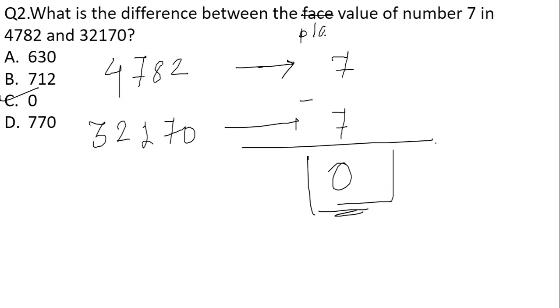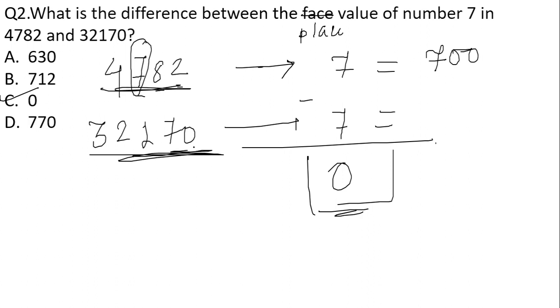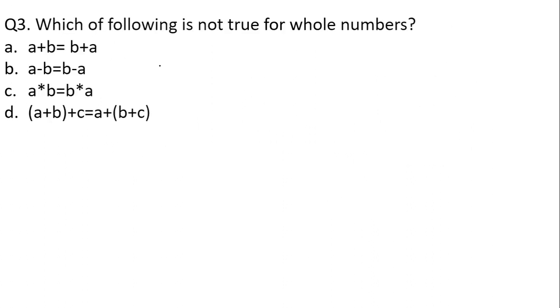But if the question was about the place value, what would you have done here? The place value of 7 in the first number is at the hundreds place, so it is 700. The place value for 7 in the other given number is at the tens place, so it is 70. Whatever the difference comes out is the difference of the place value of 7 between the given numbers. Got it? So this is how you have to solve the questions of place value as well as face value. This is an important type of question that can be directly asked in the examination for mathematics paper 1.